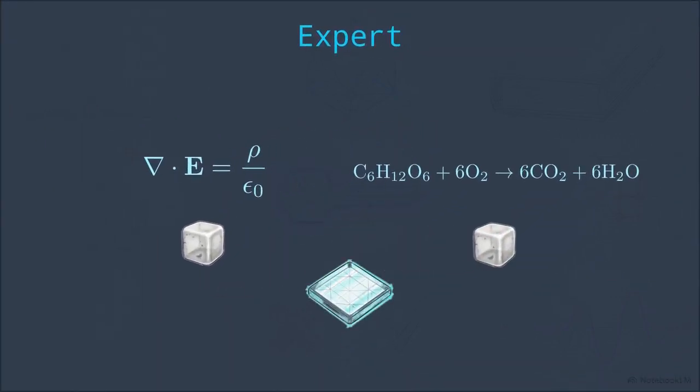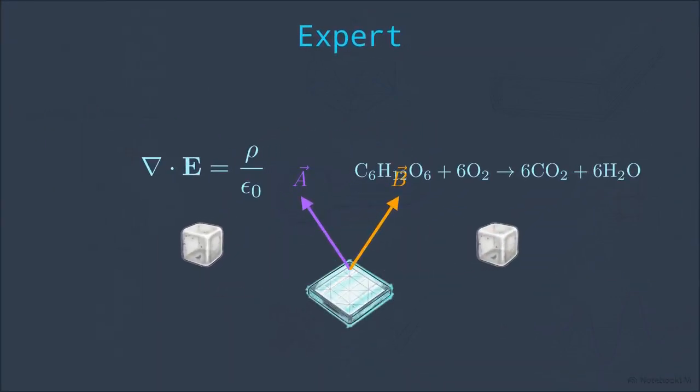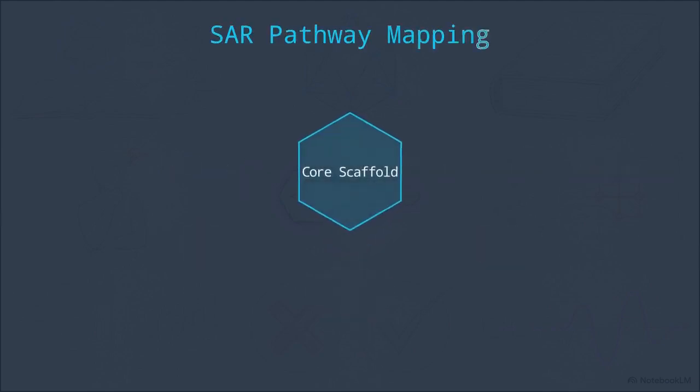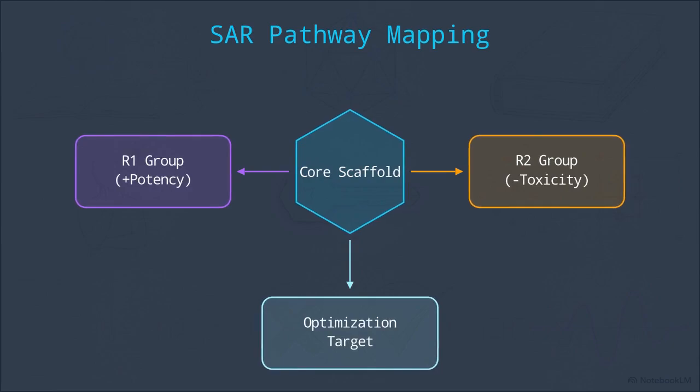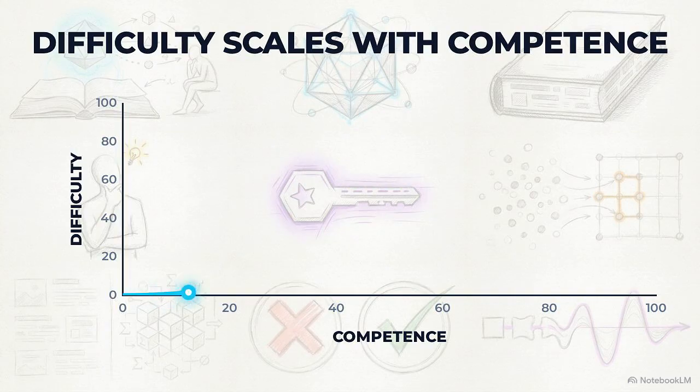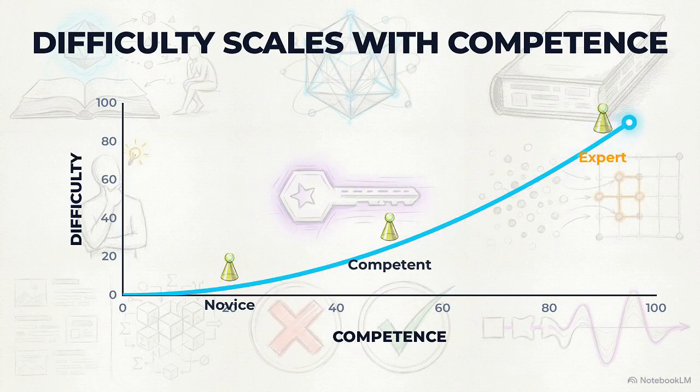The Expert level shifts the visual language of the output, incorporating advanced KaTeX math formatting and structural Mermaid diagrams to map out technical pathways. By leveraging the Dreyfus model of skill acquisition, the system ensures the material scales in difficulty as your own competence grows.